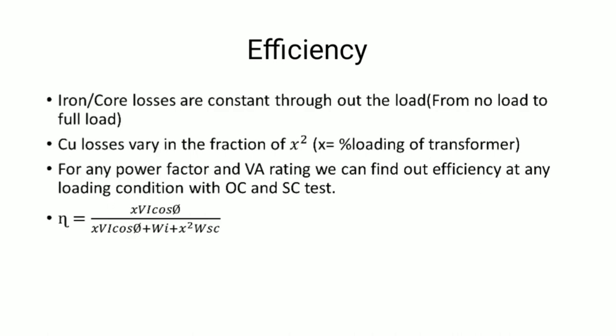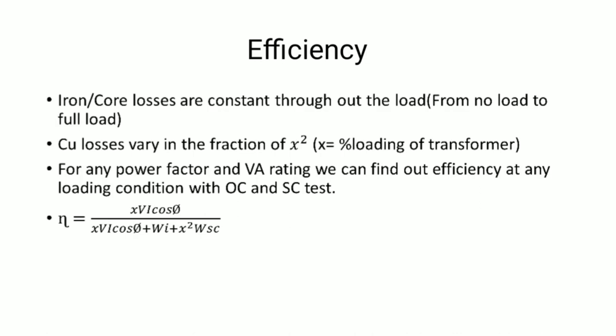Efficiency of the transformer. Now formula of the efficiency of the transformer is nothing but the output upon input. So we know the KVA rating of the transformer. So KVA rating for any given power factor we can find out, and for any loading condition we can find out the efficiency of the transformer. So if X is the percentage loading of the transformer, then formula for efficiency is X into KVA rating into cos phi divided by X into KVA rating into cos phi plus iron losses plus X square copper losses.